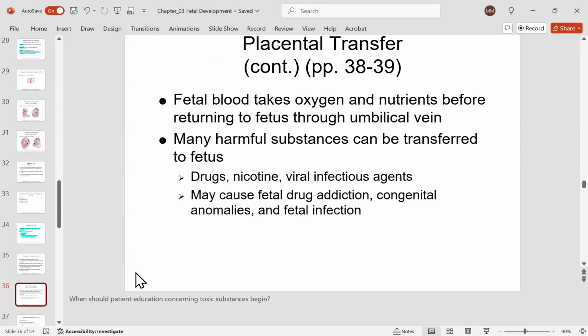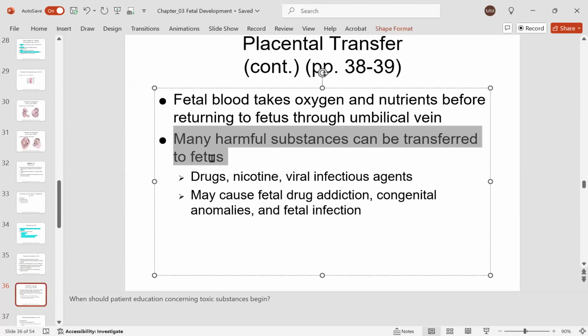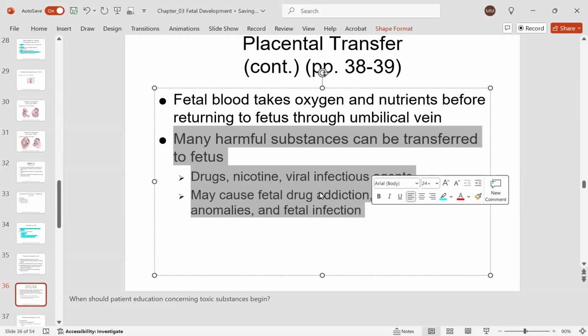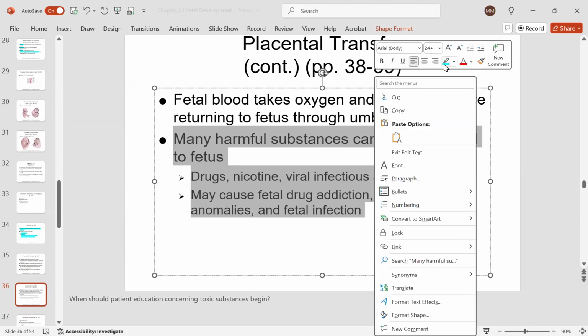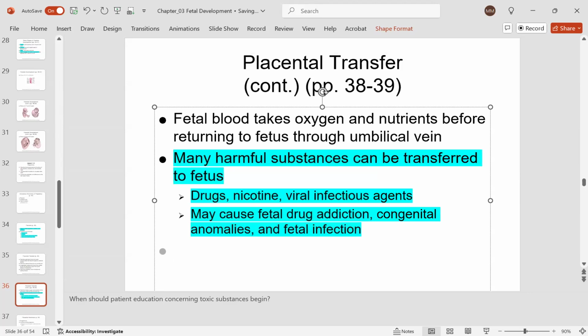Almost everything that you put in your mouth can be transferred to that baby, right? Drugs, nicotine, infectious agents. And if you take drugs when you're pregnant, the baby will be born with a problem with addiction or withdrawal, which is not fair.